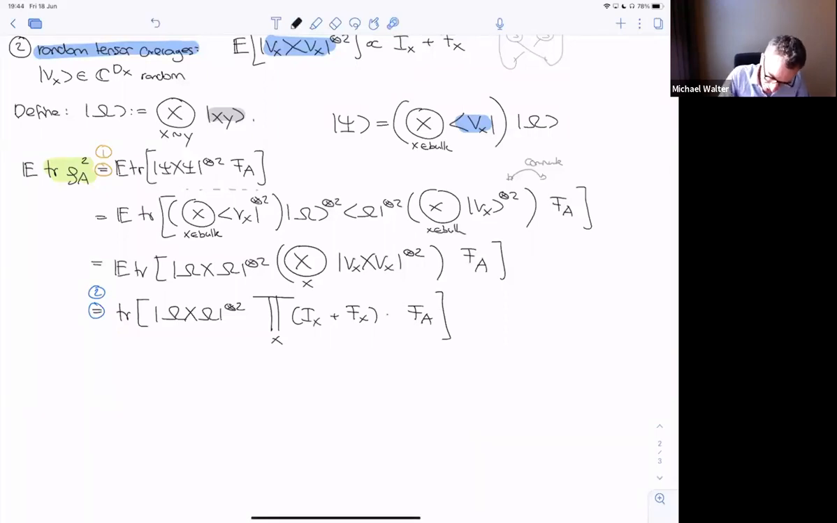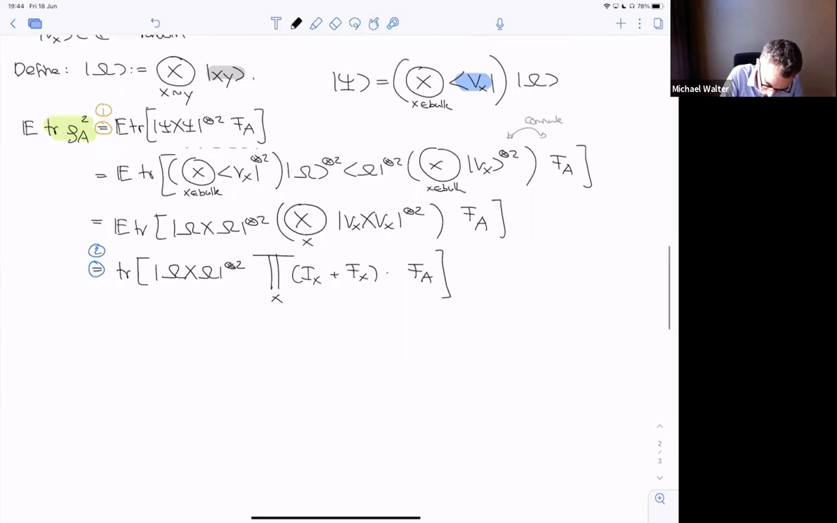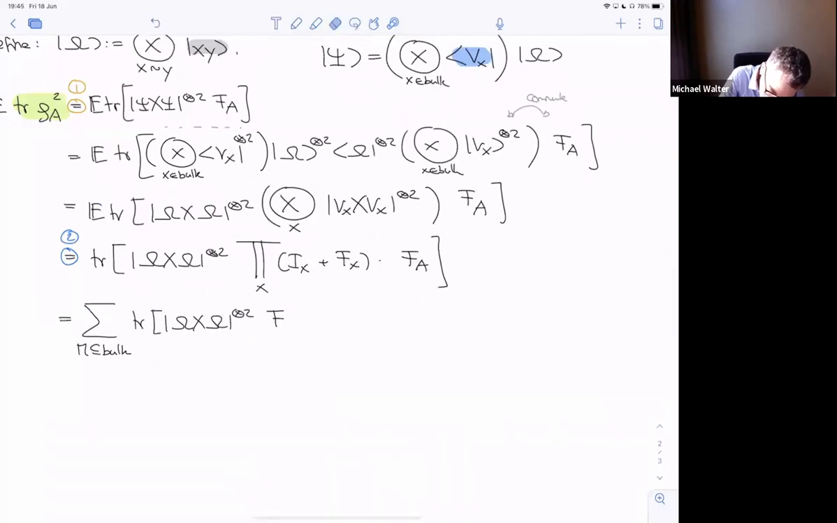Now we are almost done, because we have a big product and for each term we either choose identity or we choose swap. In other words, we can replace this by a sum over all possible subsets of my bulk. The subset tells me where I swap, and the complement is where I don't swap. I'm just multiplying out all these products. So I can write this as a big sum over all subsets M of the bulk, with trace omega twice, swapping all these sites in M, and also swapping A. Maybe I'll write this as a swap operator on the two copies of both A and M.